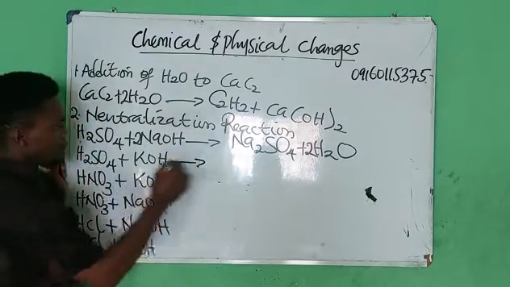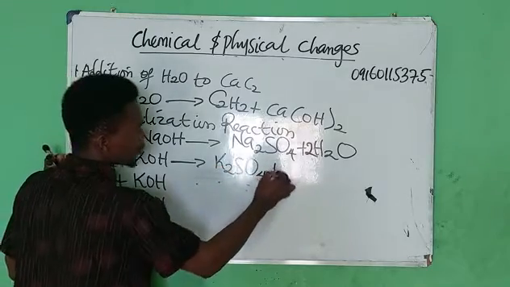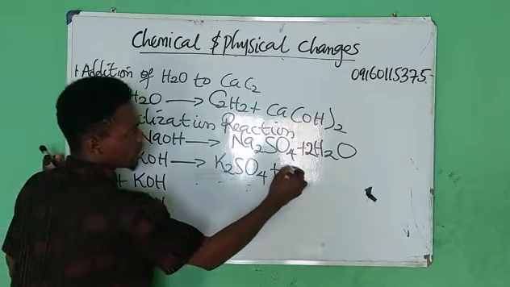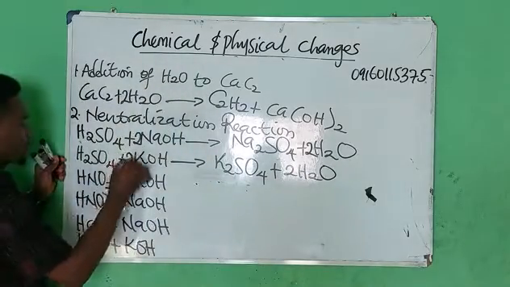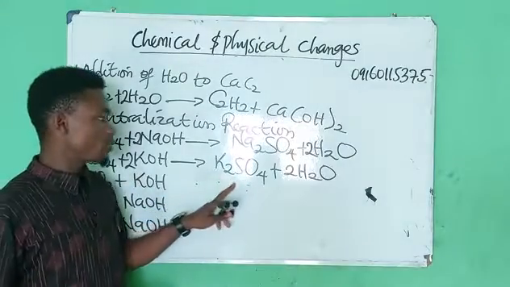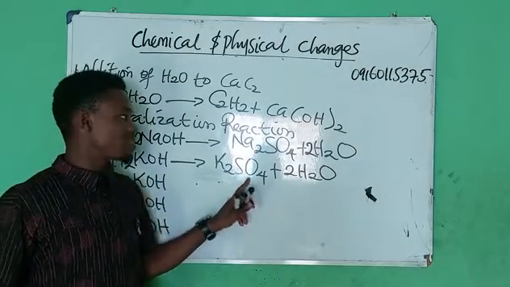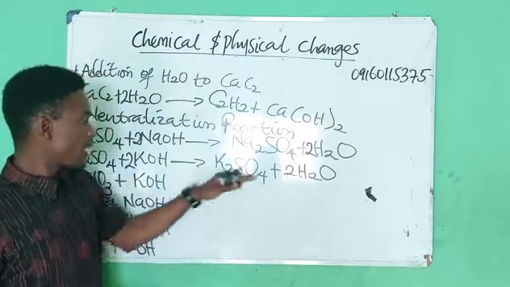The same thing is applicable here. I'll be having potassium sulfate plus water, with 2 moles of water, so I'll put 2 in front of the water. This is potassium sulfate, K2SO4, and that is sodium sulfate, Na2SO4. So that is for that.